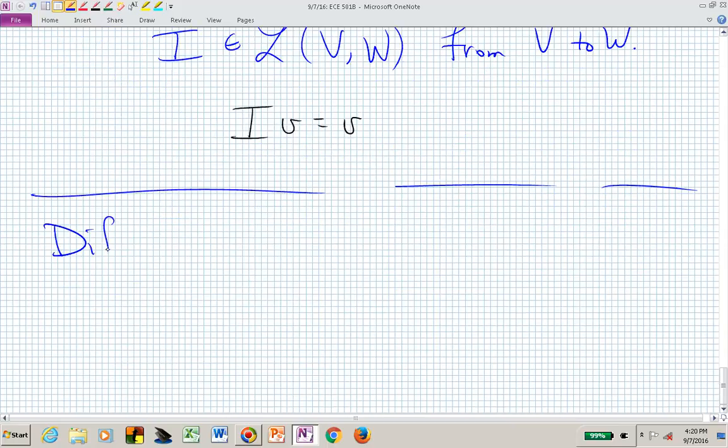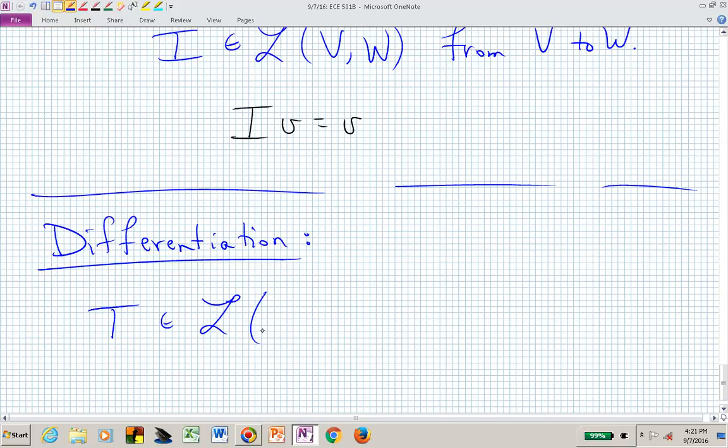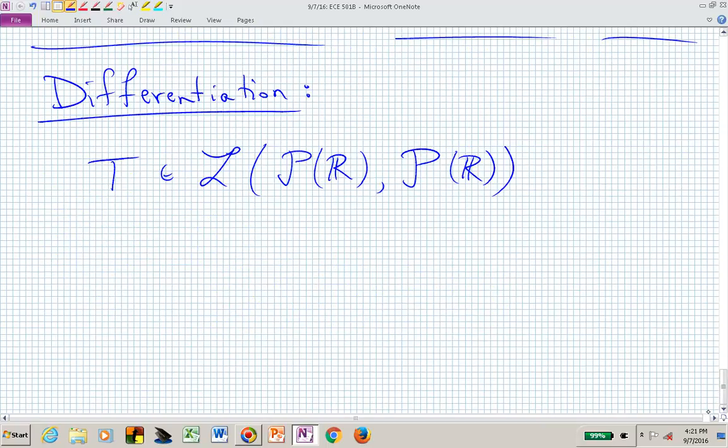Another linear map is the differentiation map. That now says that you are looking at linear maps where, as far as your input vector space, let's say all the polynomials over the set of reals, you're mapping that into the set of polynomials over the reals, where the linear map is the differentiation map.